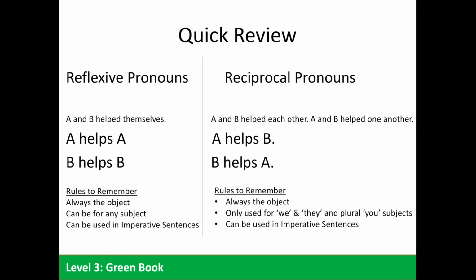For reciprocal pronouns, we have to remember that A and B helped each other. A and B helped one another. They work together. So A helps B and B helps A. A few rules you'll need to remember are that reciprocal pronouns are always the object of a statement, and we only use them for plural subjects like we, they, or the plural you. They can also be used in imperative sentences.